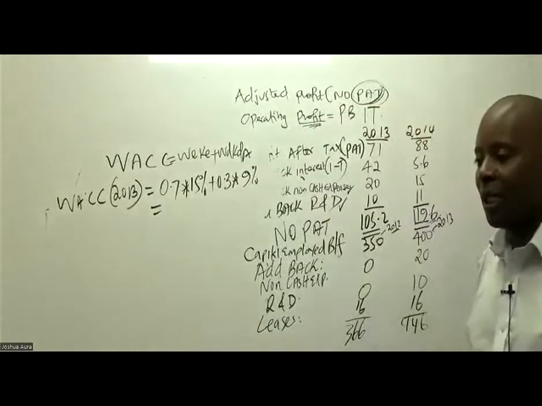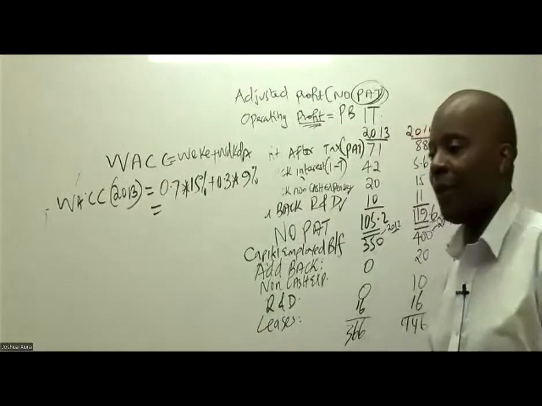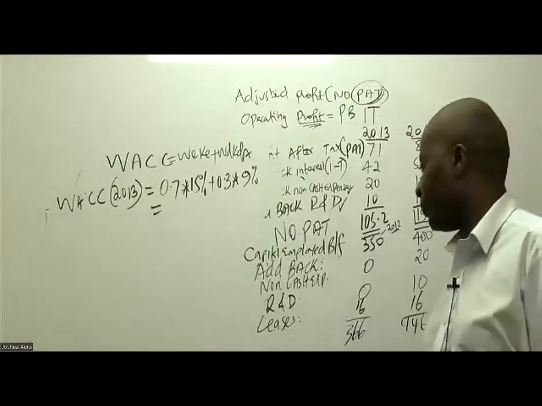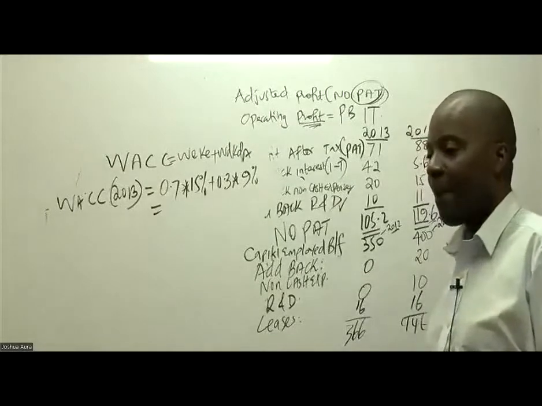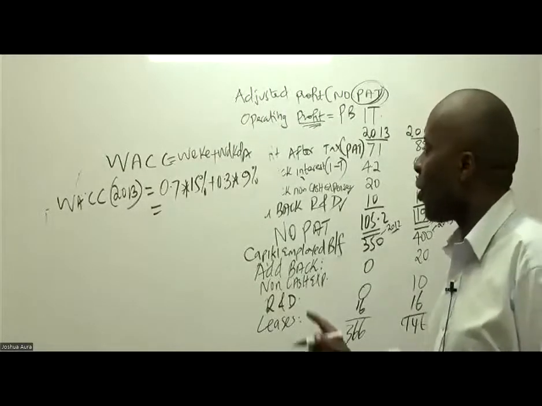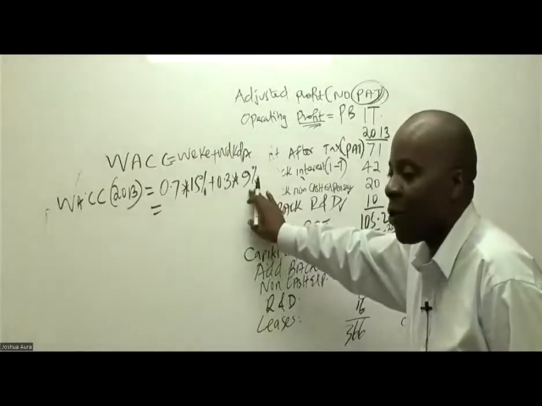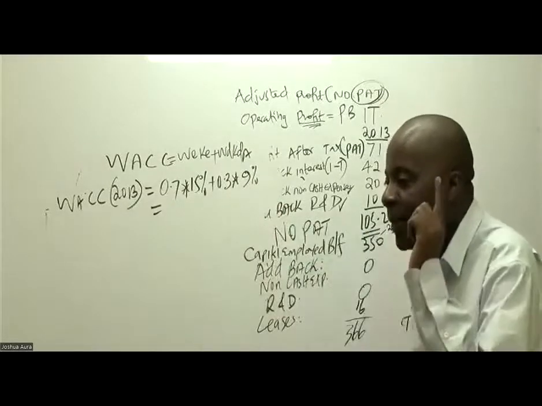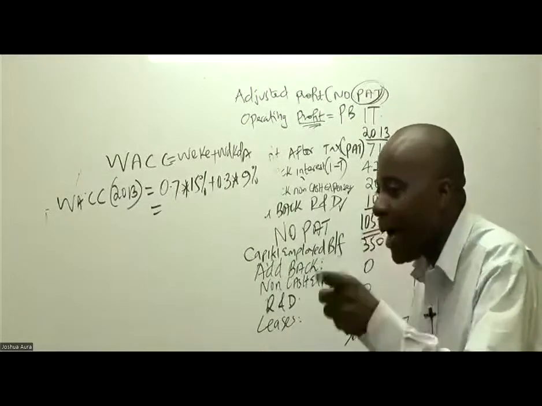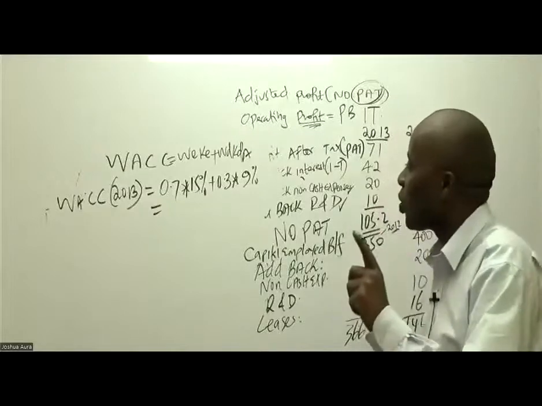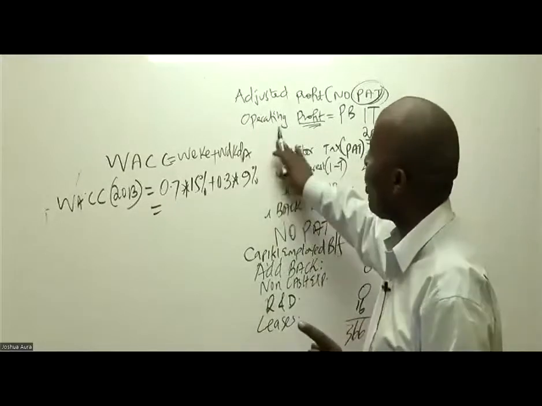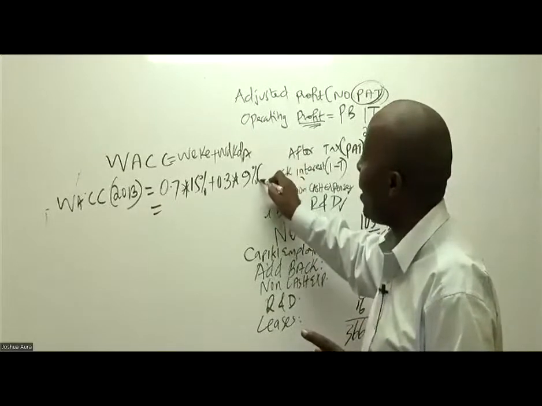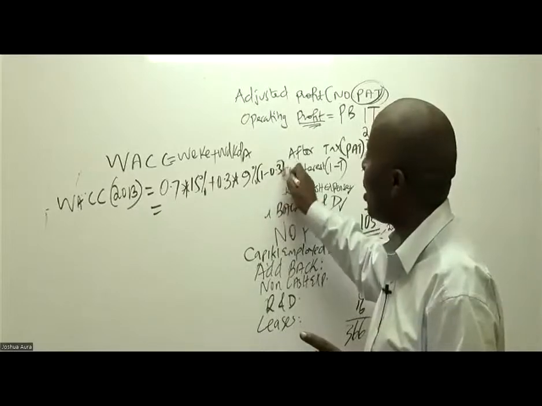Could you kindly give me this WACC, please, for 2013? No. This 9% is before tax. It must be adjusted for taxation. So you must multiply this with 1 minus tax of 0.3.